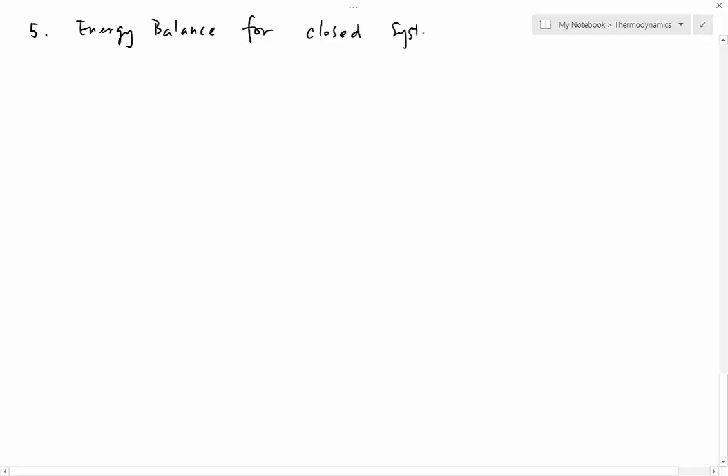Welcome back. So next topic for us will be conservation of energy. Number 5. In this class, we call it energy balance. And we start from closed system first. Energy balance for closed system. In other words, it's just conservation of energy for closed system. After that, we're going to move on to conservation of energy for control volume.